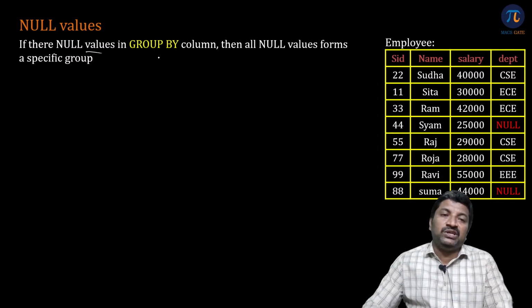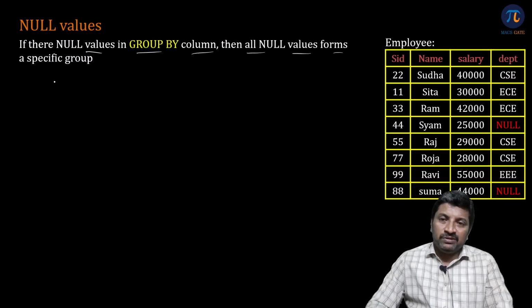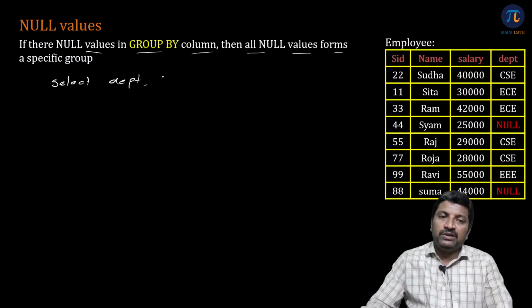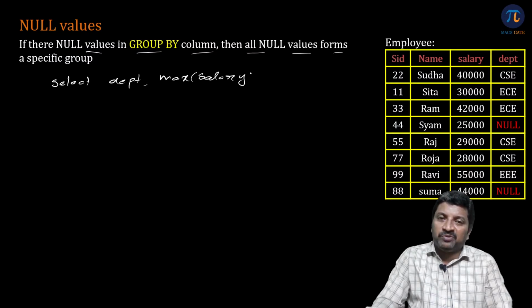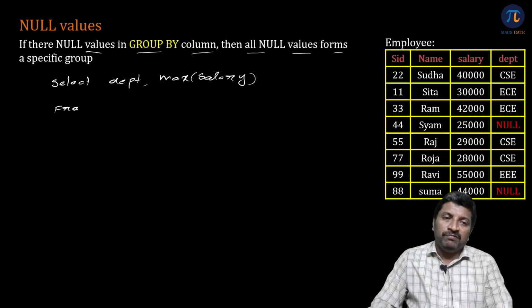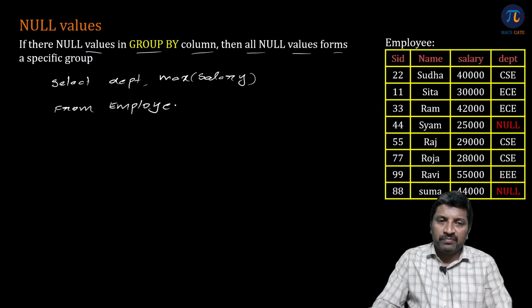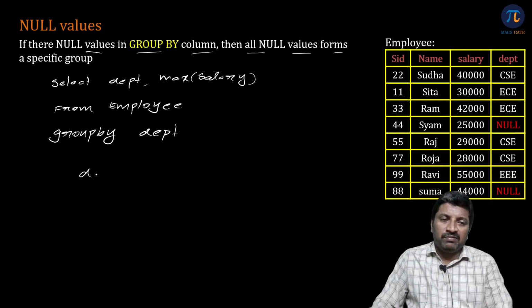If there are null values in the group by column, then all null values form a specific group. What does it mean? Suppose you are grouping the departments to find the maximum of salaries. So I want the maximum salary department wise from employee group by department. Then what will the result be, sir? Department, maximum of salary.